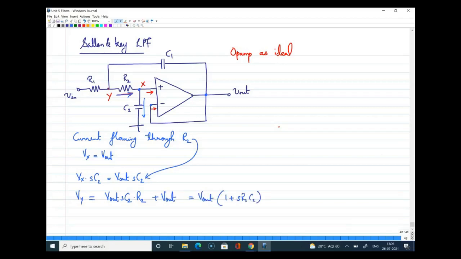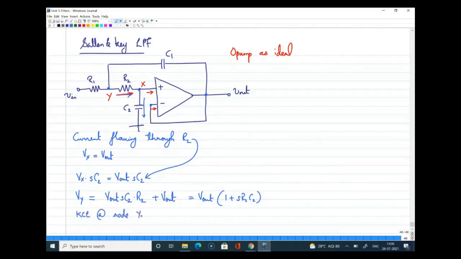This is Vy, right? Now, I have two intermediate variables, Vx and Vy, and I wrote both in terms of V out. So Vx is directly V out and Vy is V out into 1 plus SR2C2. Now, if I write a KCL at this node by considering the three currents, I can directly get a relationship between V out and V in. That is what I'm going to do now. So I'll write KCL at node Y.